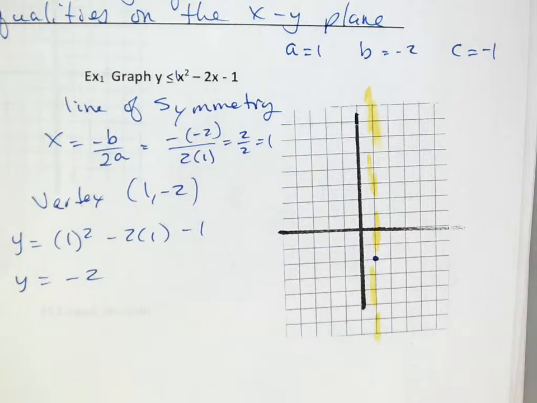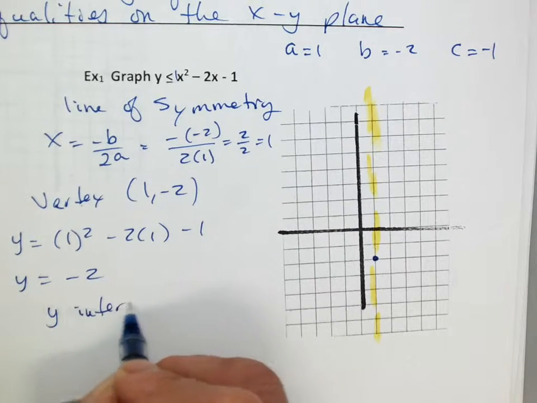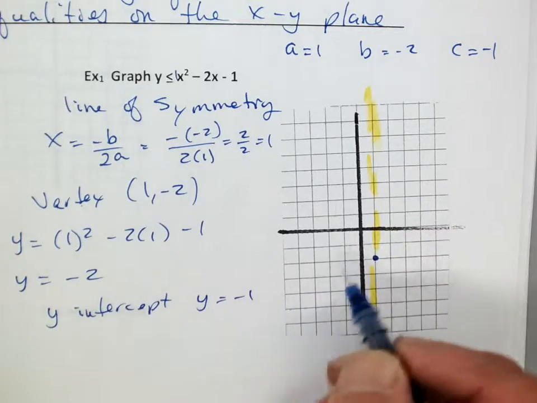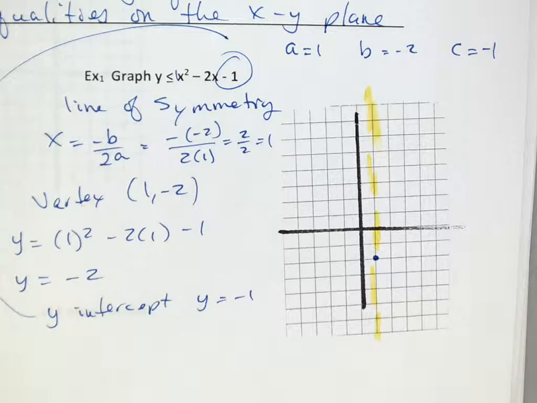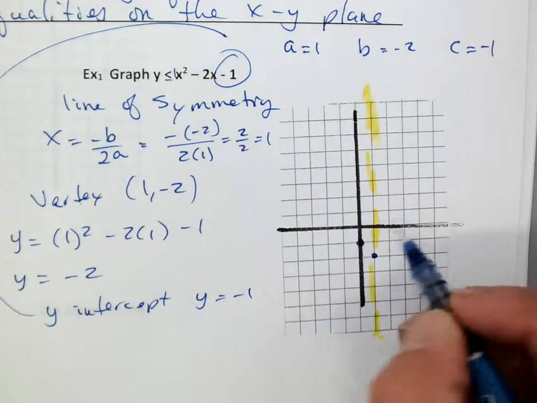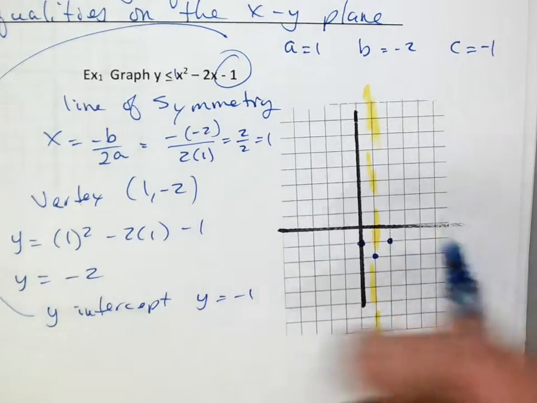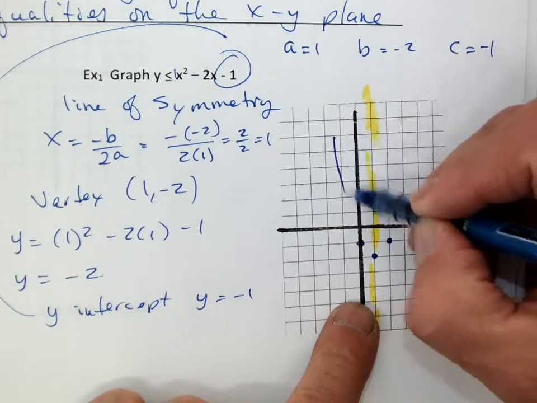Now I don't need a lot. I have one other point. I've got my y-intercept. So my y-intercept is at y equals negative 1. So I've got a point right there. Now, because I have a line of symmetry, I have a third point. You always need 3. So I have a third point right there. I'm going to draw my graph. So my parabola is going to look something like this. It doesn't have to be perfect.